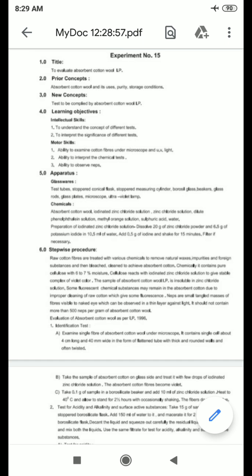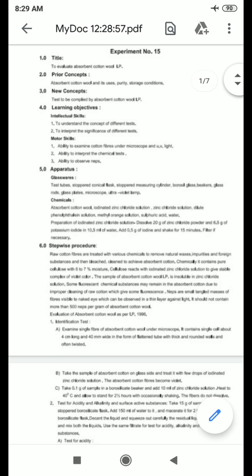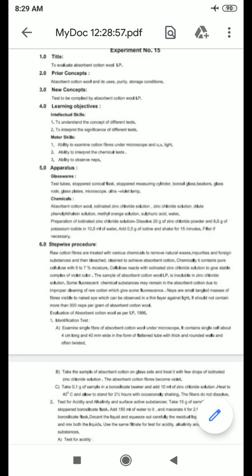Then, the tests to be complied with by absorbent cotton wool IP. Learning objectives: intellectual skill, to understand the concept of the different tests and to interpret the significance of the different tests. Then motor skill: ability to examine the cotton fibers under the microscope and UV light, ability to interpret the chemical tests, and ability to observe naps.